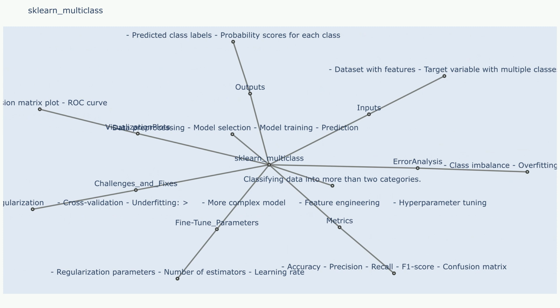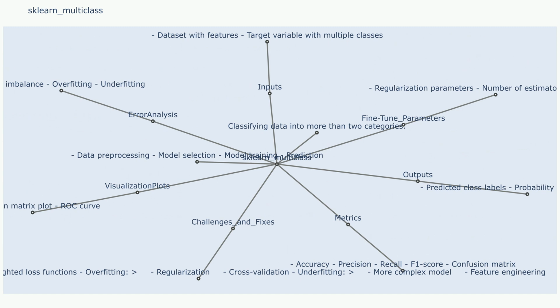Recall: this measures the proportion of correctly predicted positive samples among all actual positive samples. It's useful for evaluating models that aim to minimize false negatives. F1 score: this metric combines precision and recall into a single value, providing a balanced measure of a model's performance. It's especially useful when dealing with imbalanced datasets.